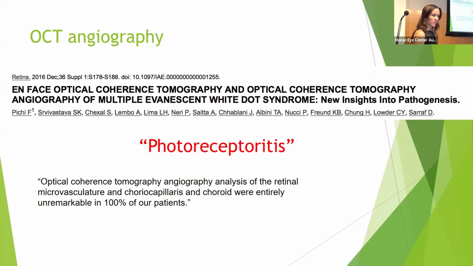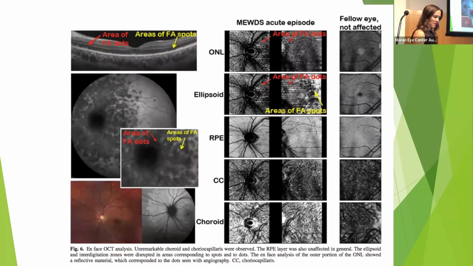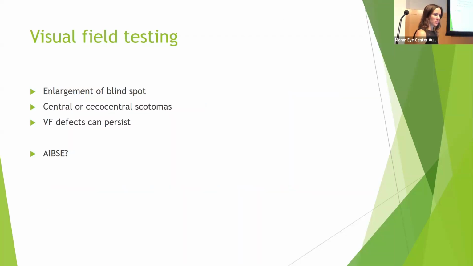So putting all the imaging together, this is an en-face OCT analysis comparing lesions seen on FA and ICG, showing that the dots are smaller in the outer nuclear layer and the larger spots are that disruption in the ellipsoid zone. As you can imagine, visual field testing will show a scotoma peripapillary or in the cecocentral area corresponding to what we see on exam.